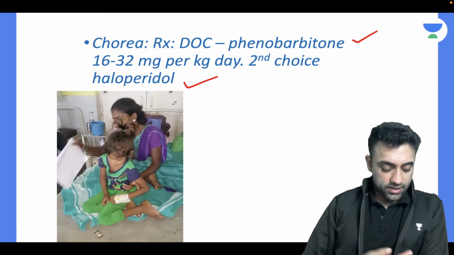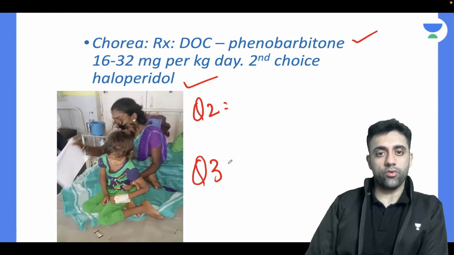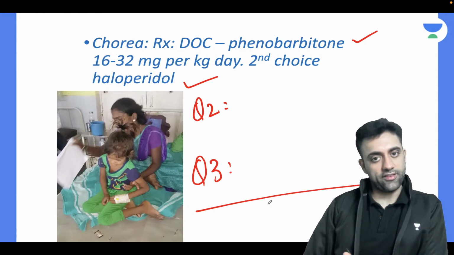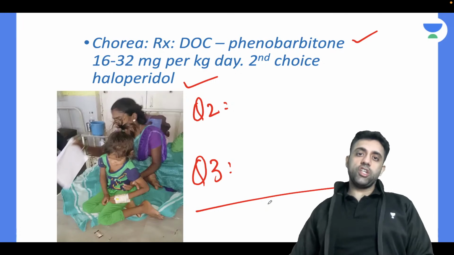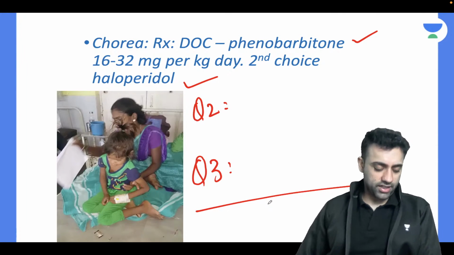That is one thing. Next, I'll give you two toffees if anyone can tell me. I'll give you a Ferrero Rocher. What are the other two conditions where phenobarbital is the drug of choice? I think everyone knows this, I guess.